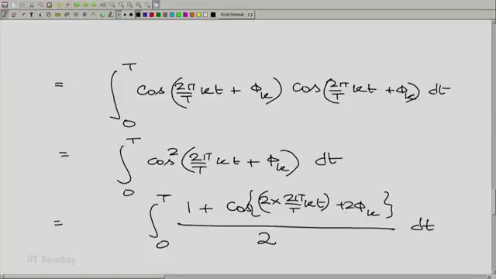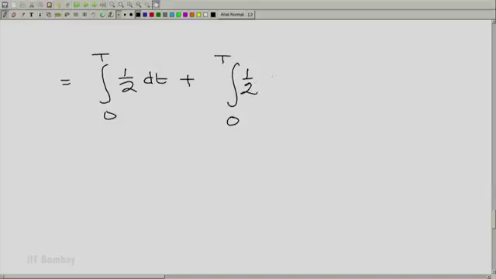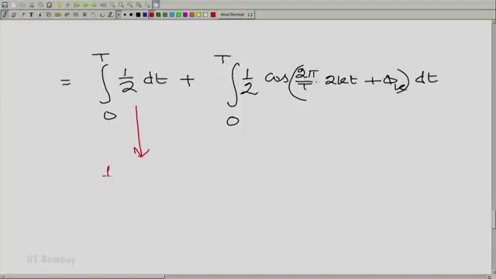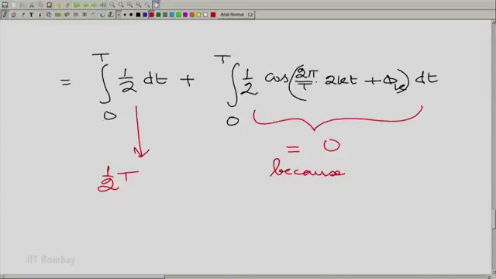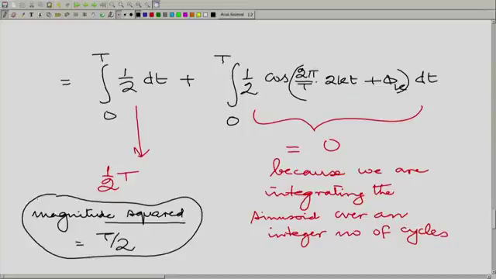Now, here I could split this into two terms in the integral. I could split this into the integral from 0 to T of half dt, which is very easy to evaluate, and the other one is also easy to evaluate. The first simply gives you half into T, and the second is clearly 0 because it is the integral over an integer number of cycles. So, overall the magnitude square that we have is T by 2, and therefore the magnitude would be the square root of this.